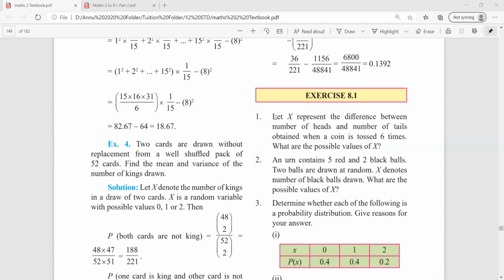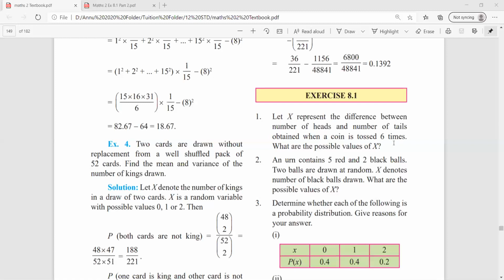Question number 1, they are telling is, let x represent the difference between the number of heads and number of tails obtained when a coin is tossed 6 times. What are the possible values of x? So they are telling you a coin is being tossed 6 times. What is the difference? Difference ka matlab in mathematics is subtraction, that is minus. So they are telling you to find out the difference between number of heads and number of tails which are obtained when a coin is tossed 6 times.